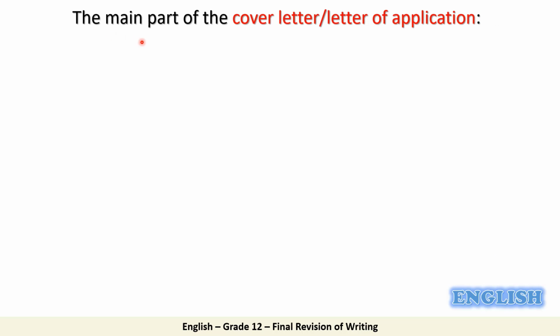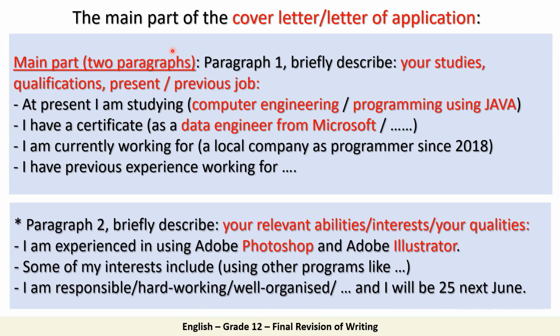As for the main part of the letter of application, it consists of 2 paragraphs. In the first one, you briefly describe your studies, qualifications, present or previous job. You can say, at present, I'm studying, for example, computer engineering, programming using Java, whatever. I have a certificate, for example, as a data engineer from Microsoft.